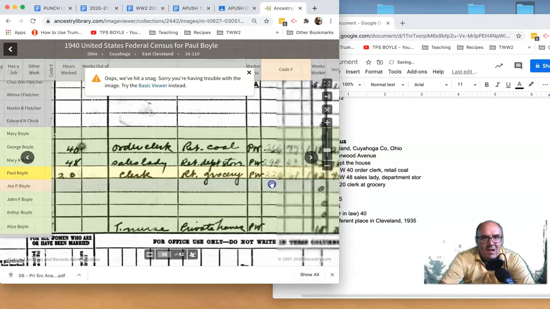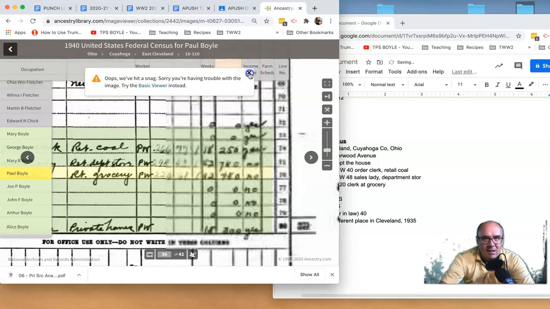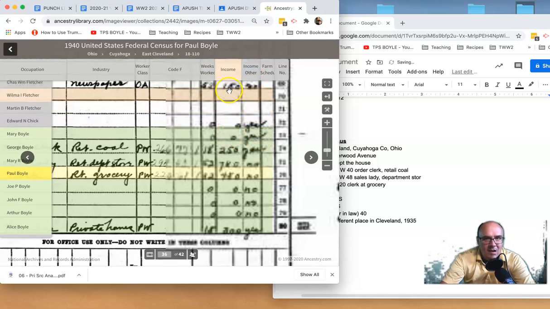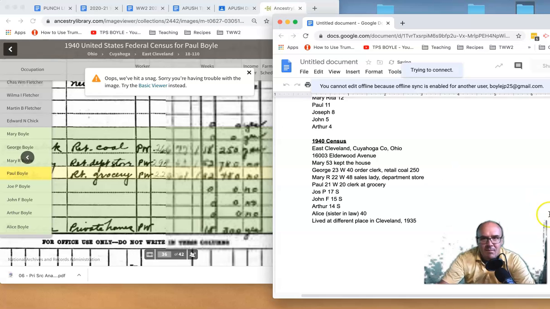Okay. As we go over the next really important thing that I hope to get done before the internet dies on me again is income. How much money did they make in this year? The household income. George made $250 the whole year. Mary made $780 the whole year.